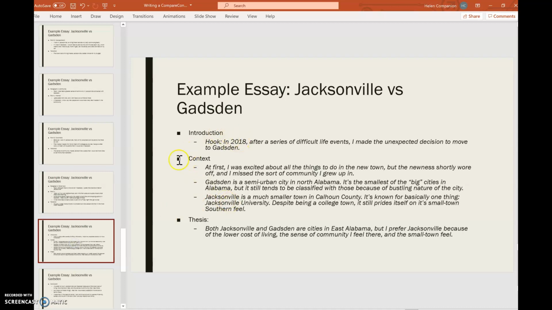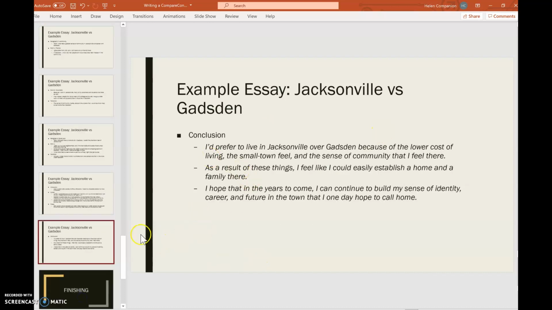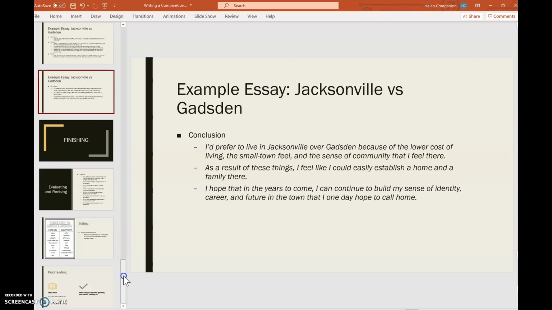And then here's how I would do the introduction. So I would start with a hook. In 2018, after a series of difficult life events, I made the unexpected move to Gadsden. And then talking kind of about some background, defining Gadsden and Jacksonville, and then I get to my thesis. And then I would have my conclusion as well.